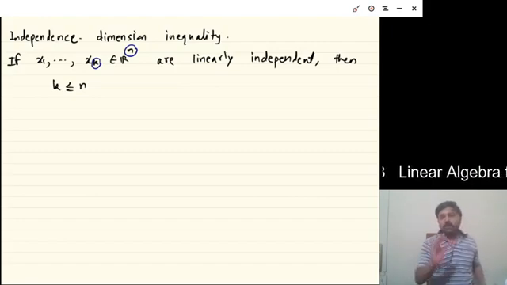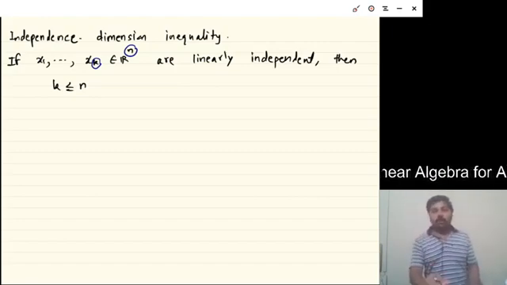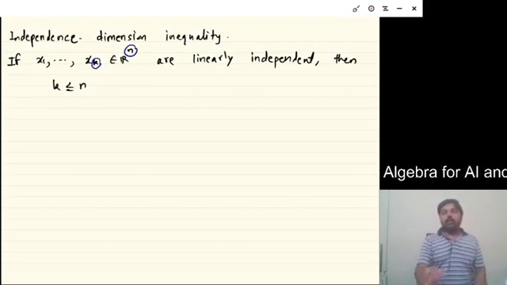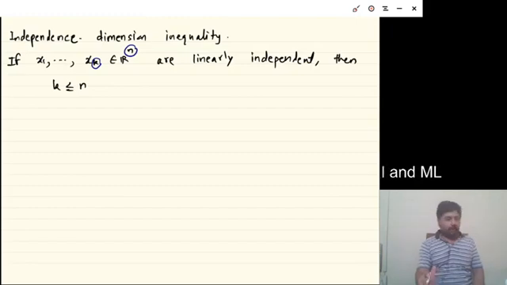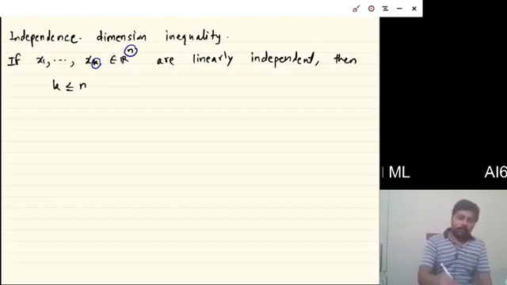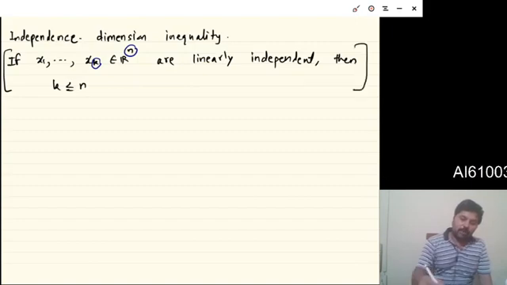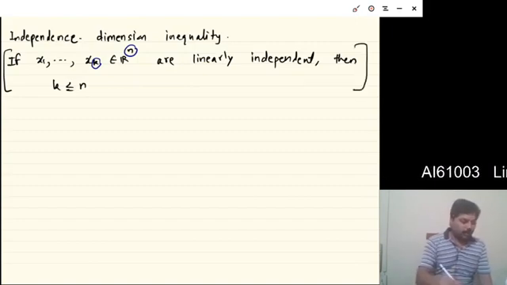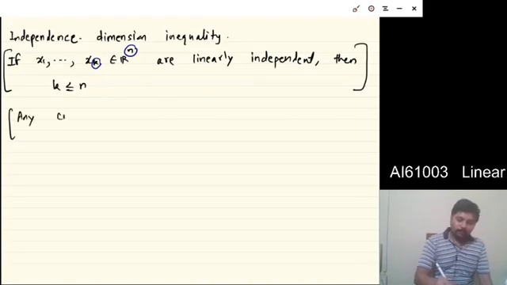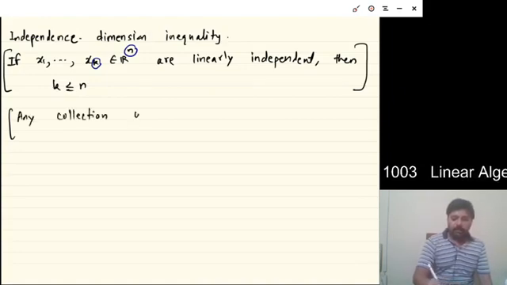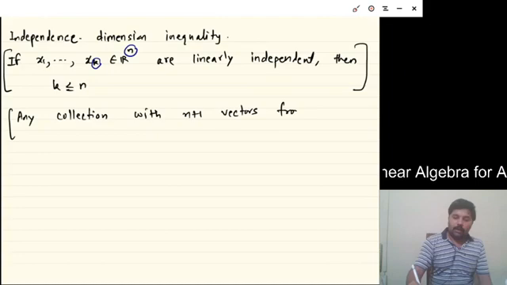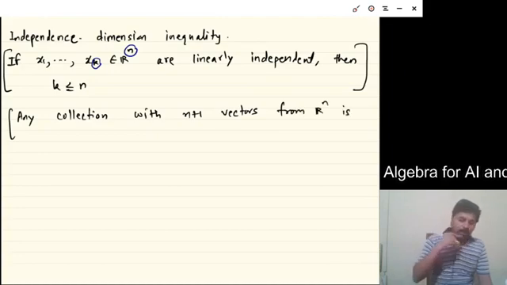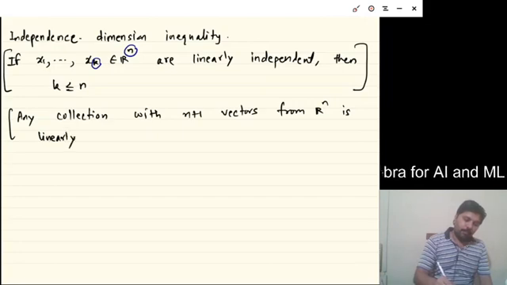Okay. This is a very important fact, and it enables us to define something called a basis, and the dimension of a vector space. We will come to those definitions after we prove this statement. What is the equivalent of this statement? This statement is the same as saying that any collection with n plus 1 vectors from Rn is linearly dependent.